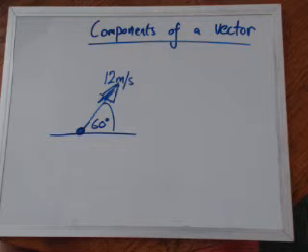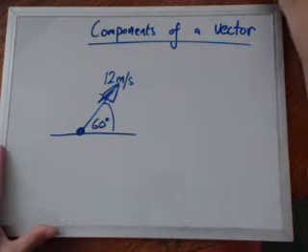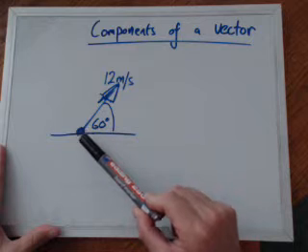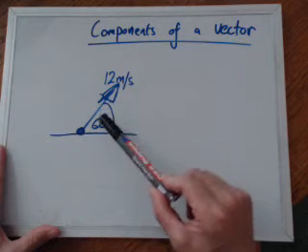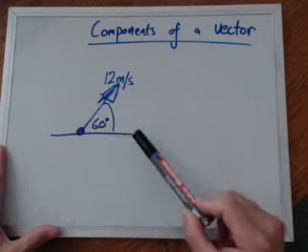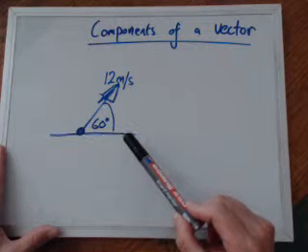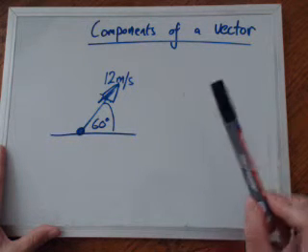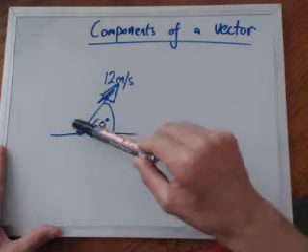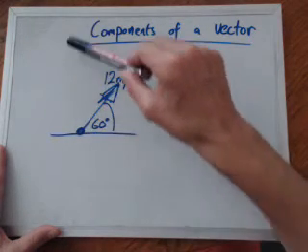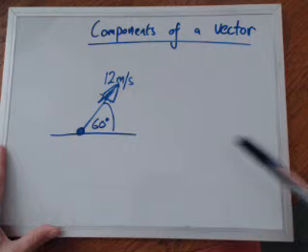So what I'm going to do is show you how to replace this vector here, which in fact shows a ball being thrown at 12 meters per second at 60 degrees to the horizontal, with two vectors. So it's equivalent to two vectors. One vector will be pointing straight up vertically, and the other one will be going along horizontally.